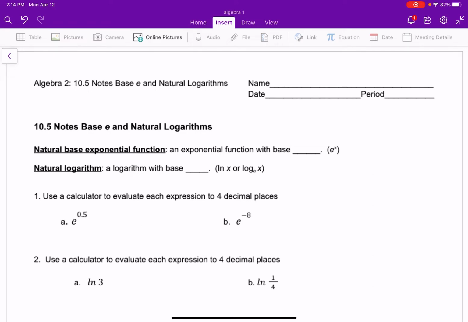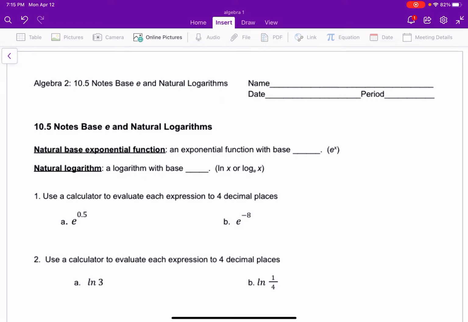Okay, now we're going to talk about natural logs. Natural logs just means they have a base of e. And if you look on your calculator, you can see ln is right below log, and you can go second e, put 1 in for the exponent, and that's what e stands for, 2.718281828.